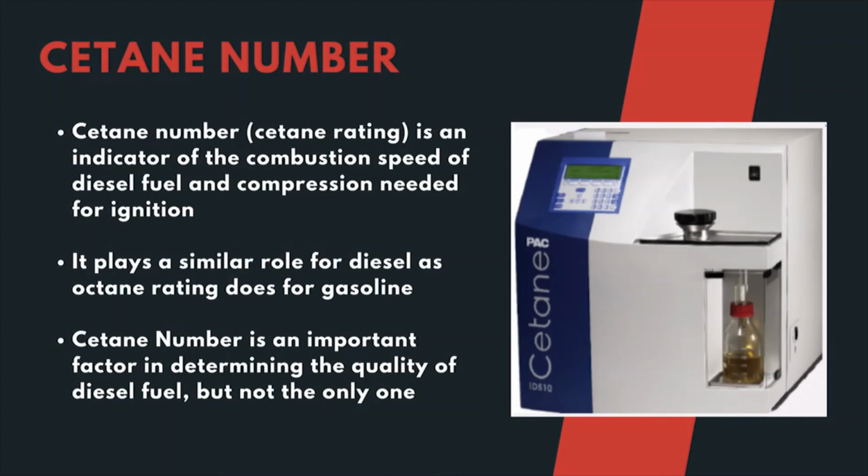Cetane number is for diesel, like how octane number is meant for gasoline. Cetane number is an indicator of the combustion speed of the diesel fuel and the compression needed for ignition. It plays a similar role for diesel as octane rating does for gasoline. The cetane number is an important factor in determining the quality of the diesel fuels, but not the only one.